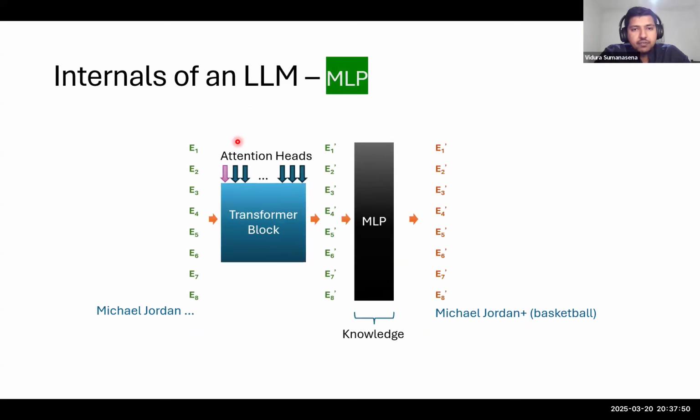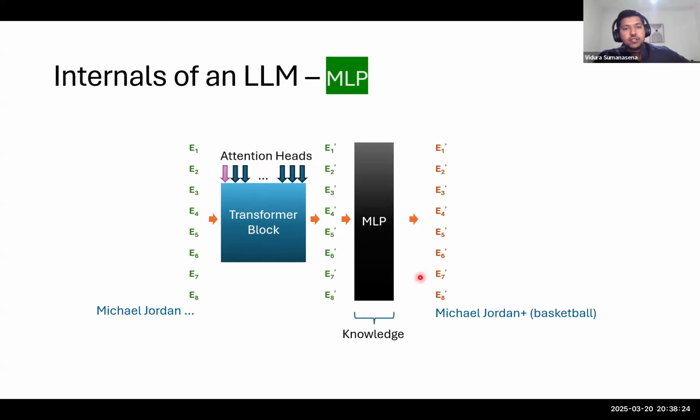All right. So going back, we initially input the original embeddings, and we pass them through a transformer block. These attention heads will run in parallel on these embeddings, and it will result in some sort of learned embeddings that have the context of the words surrounding them.